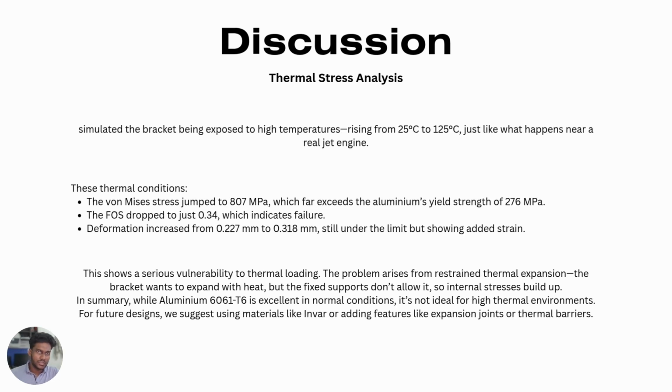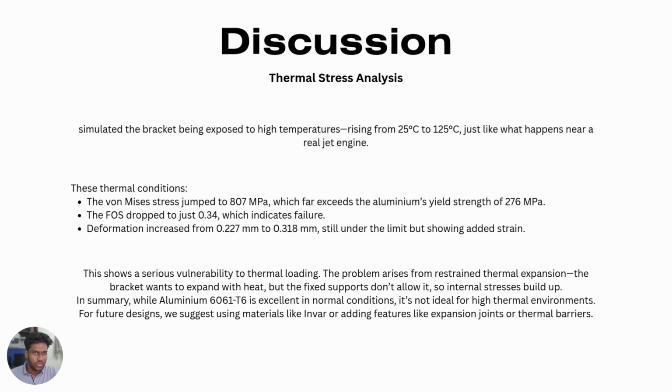As for the thermal stress analysis, we simulated the bracket being exposed to a high temperature, rising from 25 degrees to over 125 degrees, just like the temperature difference in a real engine, which is more than 100 degrees. Under these thermal conditions, the stress jumped to 807 megapascal, which far exceeds the aluminium yield strength of 276 megapascal. The FOS dropped to just 0.34, which is below 1, so it's more prone to failure. Deformation increased from 0.227 millimeter to 0.318 millimeter, still under the limit but showing added strain.